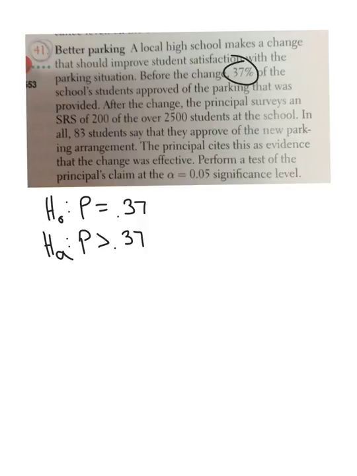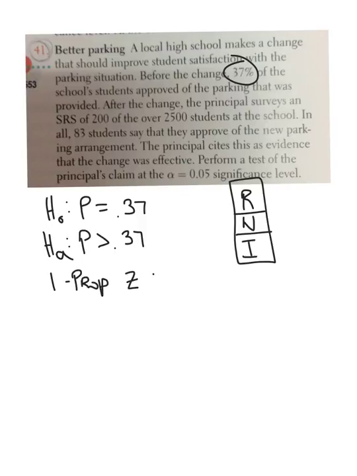Okay, so there's that. And we have to go through what? Random, normal, and independent. So hopefully you know about that. If you don't know about that, you have to ask me during class and say, I am not sure how to do that. I would be happy to talk about that. Anyway, let's go on. So what we're going to do is we're going to do a 1 proportion z-test. Okay. So that's what we're going to do.